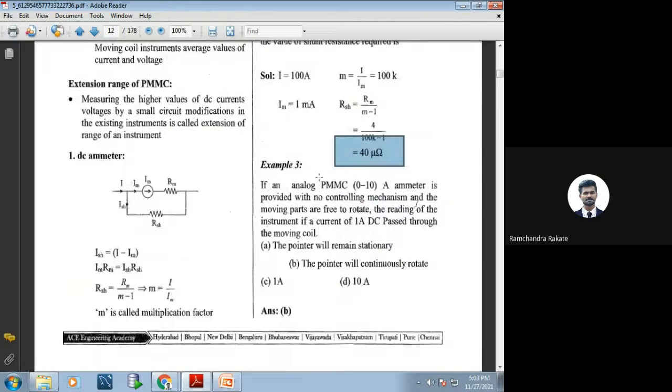Let us look at another, theoretical example. PMMC stands for permanent magnet moving coil instrument. Suppose this PMMC ammeter is provided with no controlling mechanism, and the moving parts are free to rotate. If 1 ampere DC passes through the moving coil, will the pointer remain stationary or will it continuously rotate?